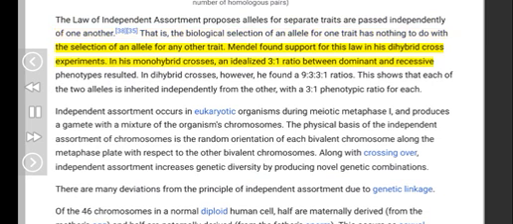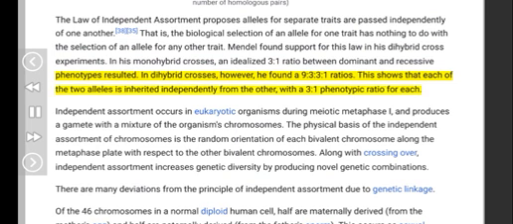Mendel found support for this law in his dihybrid cross experiments. In his monohybrid crosses, an idealized 3:1 ratio between dominant and recessive phenotypes resulted. In dihybrid crosses, however, he found a 9:3:3:1 ratio. This shows that each of the 2 alleles is inherited independently from the other, with a 3:1 phenotypic ratio for each.